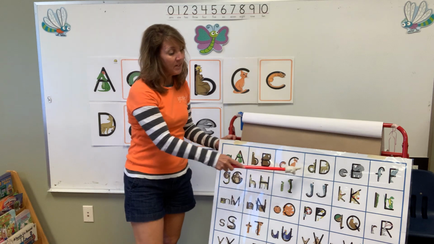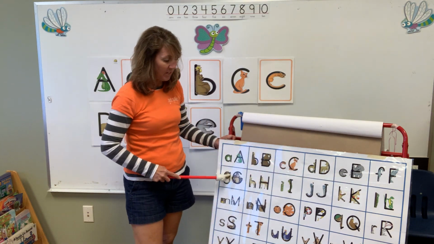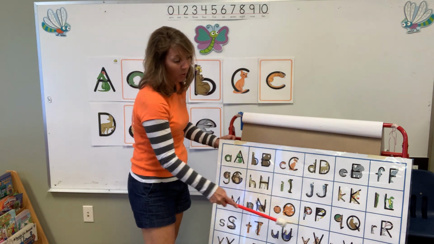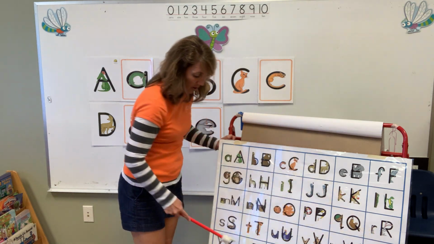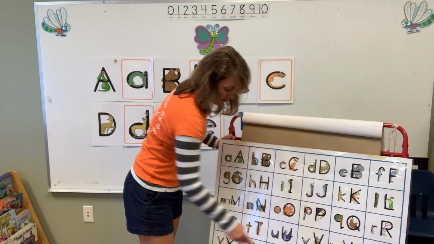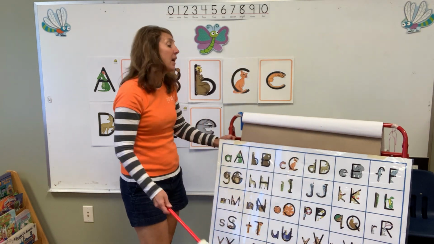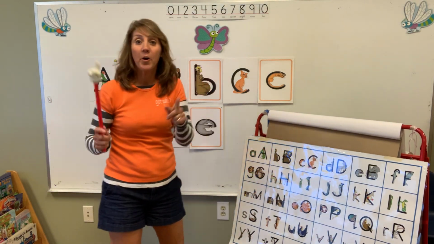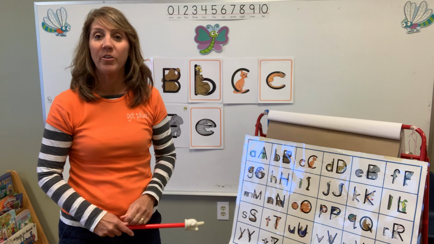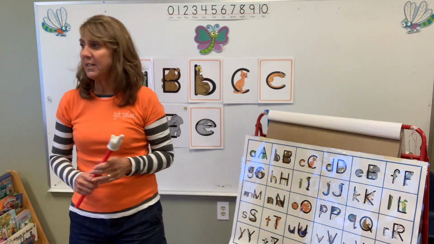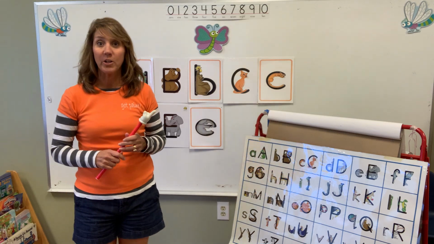A, B, C, D, E, F, G, H, I, J, K, L, M, N, O, P, Q, R, S, T, U, V, W, X, Y, and Z. Now I've said my ABCs. I hope you sang along with me. Great job. All right, well today I'm going to introduce you to our letter F.